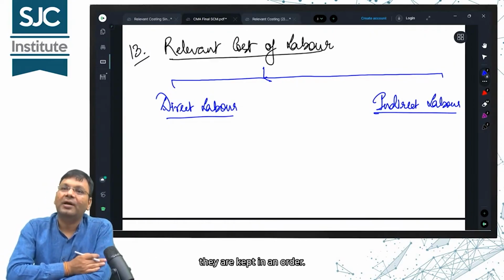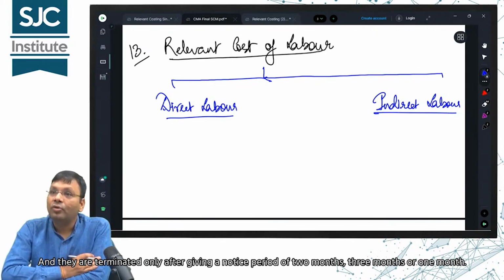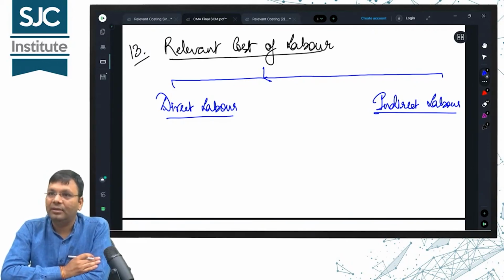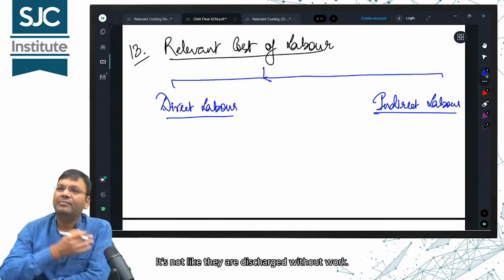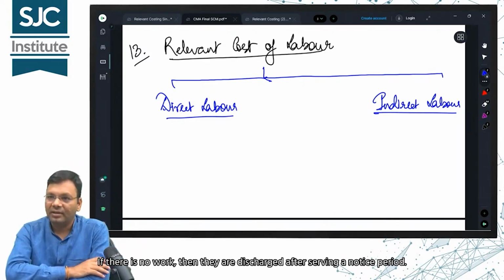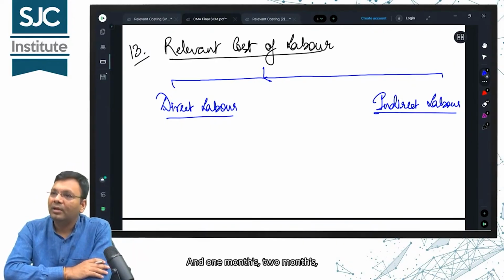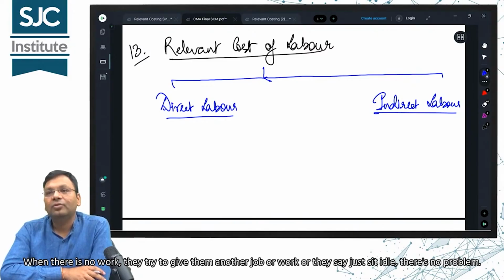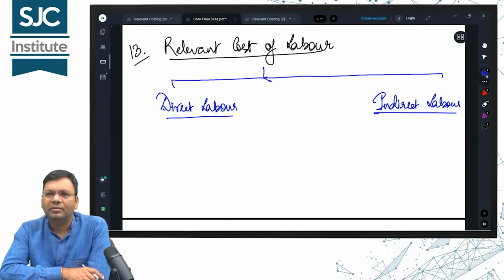In that, they are kept in an order, and they are terminated only after giving a notice period of 1 month, 2 months, or 3 months. It's not like they are discharged without work. If there is no work, then they are discharged after serving a notice period. Notice is given before termination. When there is no work, they try to give them another job, or they say just sit idle, there's no problem. Sit idle.